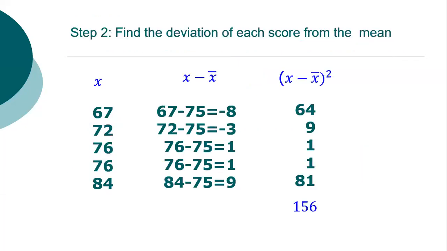The next phase is this. So alam natin, so sa Bacoor shop, kukunin natin yung isa-isa, then isusubtract natin siya doon sa mean. So alam natin na ang mean ay 75, so 67 minus 75, negative 8. 72 minus 75, negative 3. 76 minus 75, 1. 76 minus 75, 1. 84 minus 75, 9. Okay.